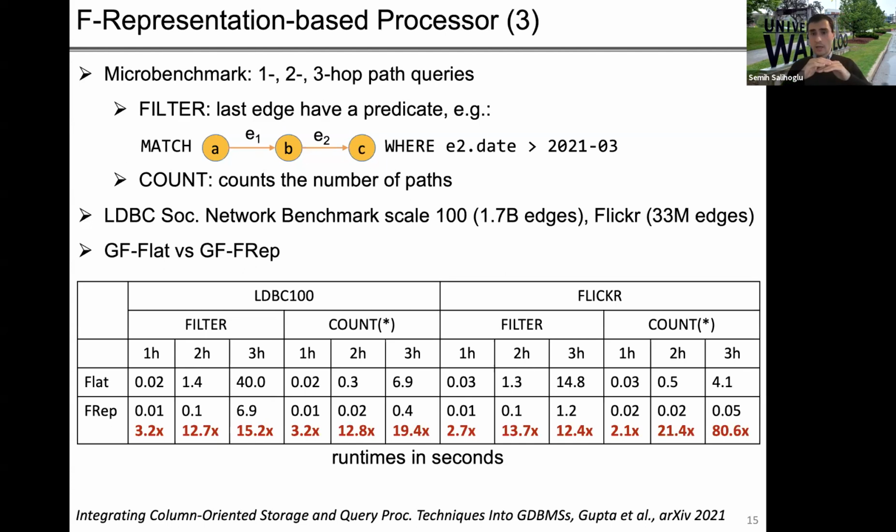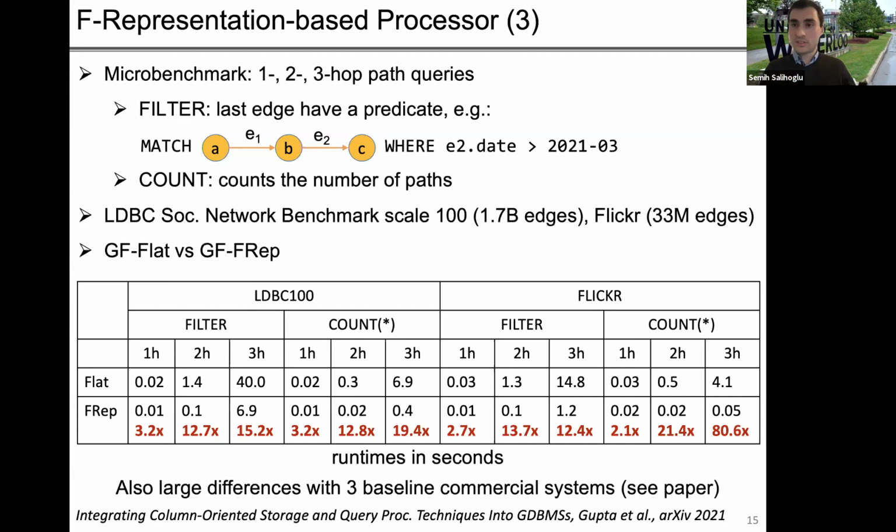So the red lines here are the performance gains of using the F representation-based processing. And as you can see, you can get between 1 to 2 orders of magnitude improvements just by adopting this F representation-based processing. I'm not a big fan of system-to-system comparisons. They get a bit unscientific because systems change, a lot of components change, but there are even much larger differences in the runtimes with 3 baseline commercial systems that you can find in our paper. This is a paper we put on arXiv less than a month ago. Right? So that's one representation, a factorized representation system called F representations.